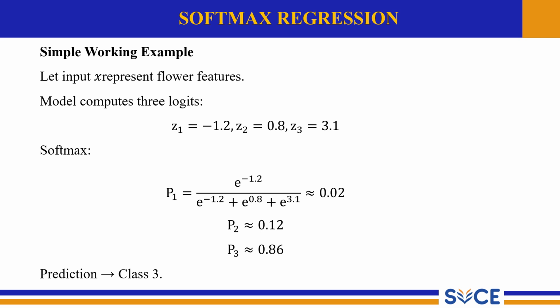Step 2 is applying softmax. P1 = e^(-1.2) / (e^(-1.2) + e^(0.8) + e^(3.1)), approximately 0.02. P2 is approximately 0.12, and P3 is approximately 0.86. Step 3 is the prediction. The class with the highest probability is chosen as the model's prediction. So here the prediction is class 3.